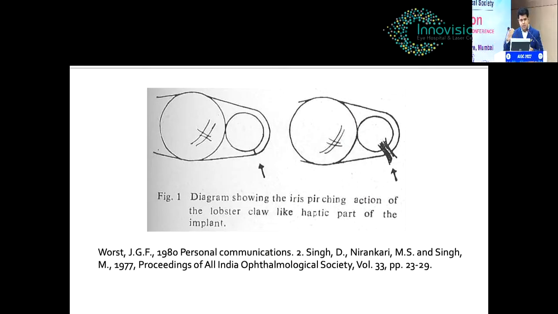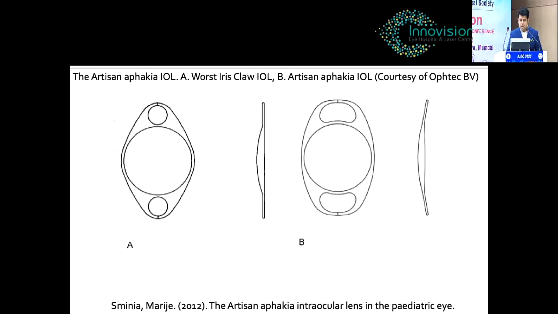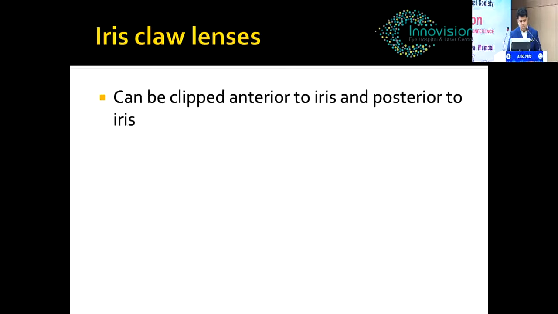That was probably because in the initial days it was easier, as the side ports were made on a different axis. And the Artisan aphakic IOL, which is not very freely available in India, was one of the FDA approved ones in 1995, I believe.